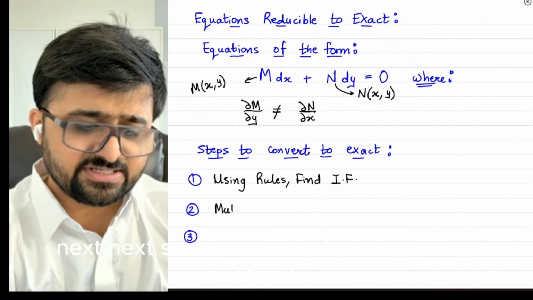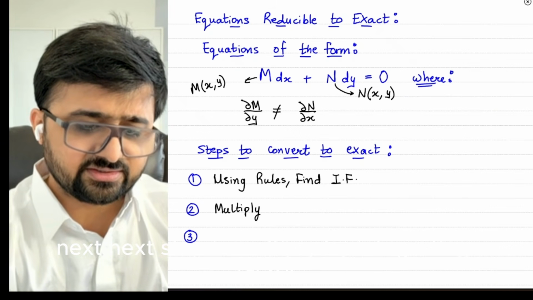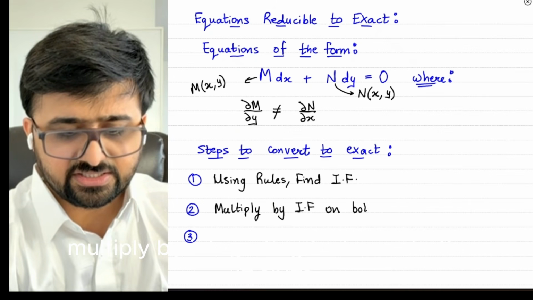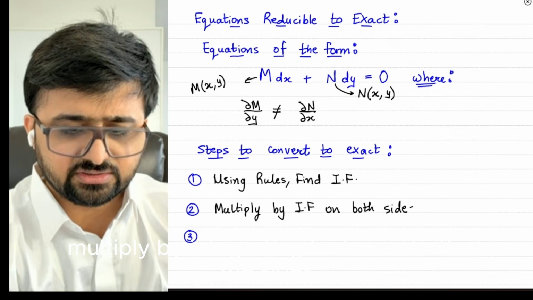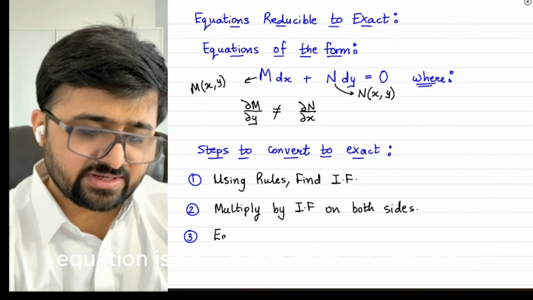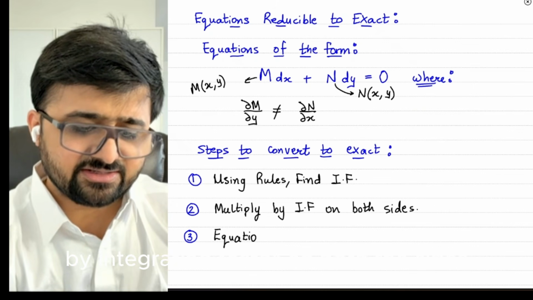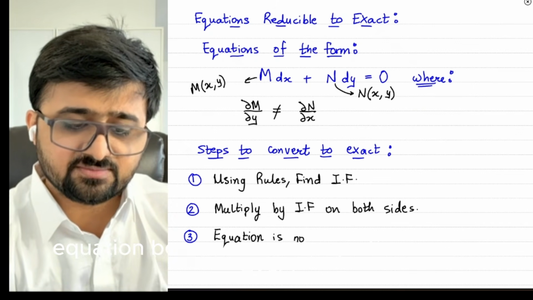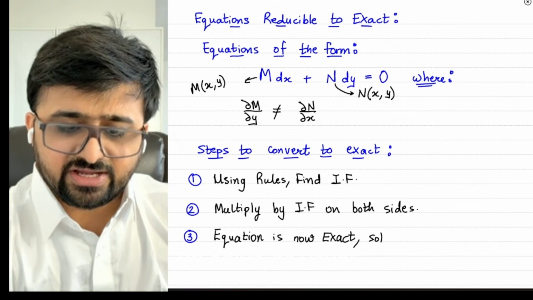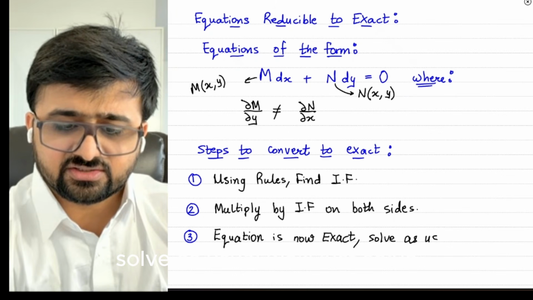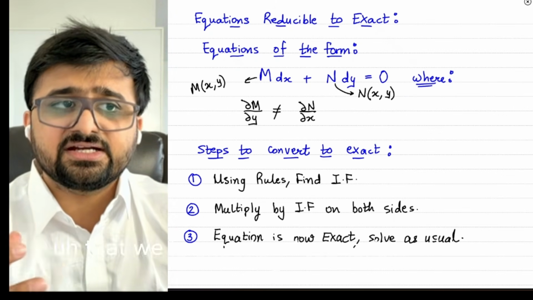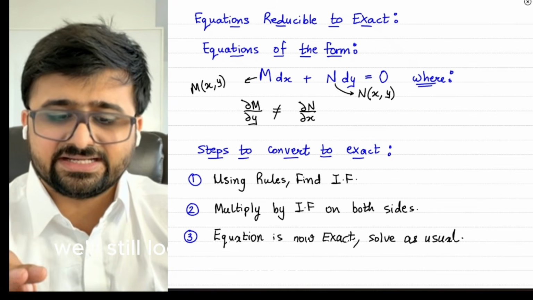Next step is to multiply by the integrating factor on both sides. And step 3, the equation is now exact. Once you multiply by the integrating factor on both sides, the equation becomes exact. Solve as usual, just like we solve exact differential equations that we learned in the previous video. We'll still look at that in detail even in this video.